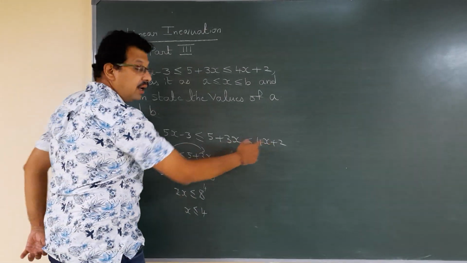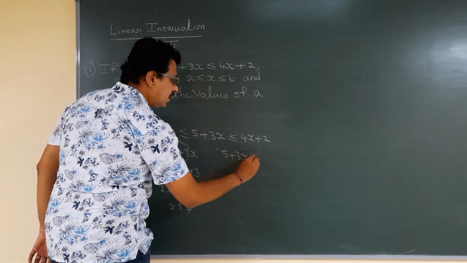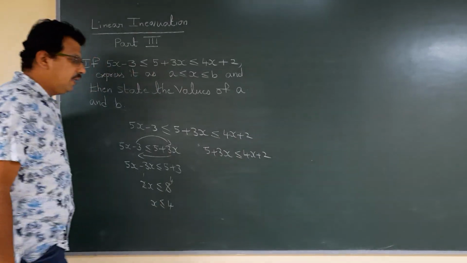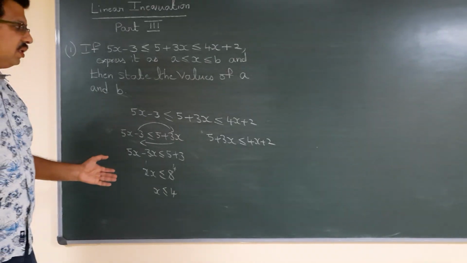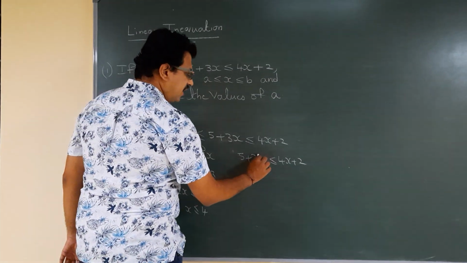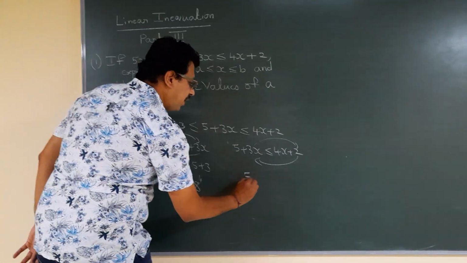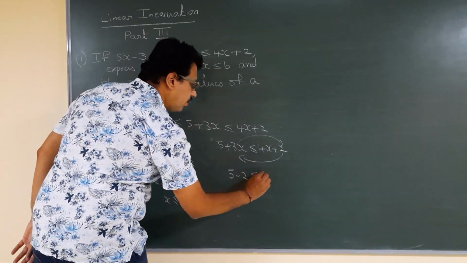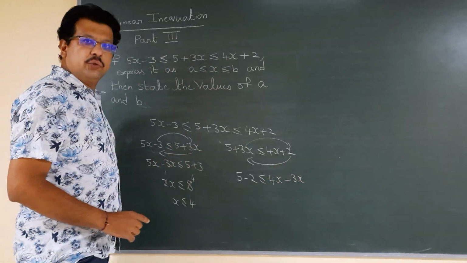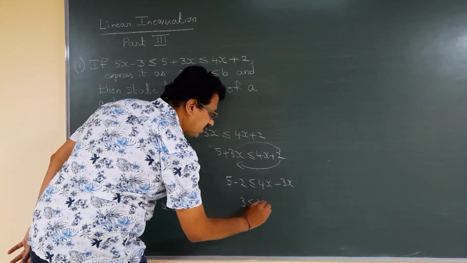Next we take the last two inequations, that is 5 plus 3x less than or equal to 4x plus 2. Again we bring the terms to one side: we can bring the 3x to the right hand side and 2 to the left hand side. So it becomes 5 minus 2 less than or equal to 4x minus 3x. So 5 minus 2 is 3, less than or equal to x.